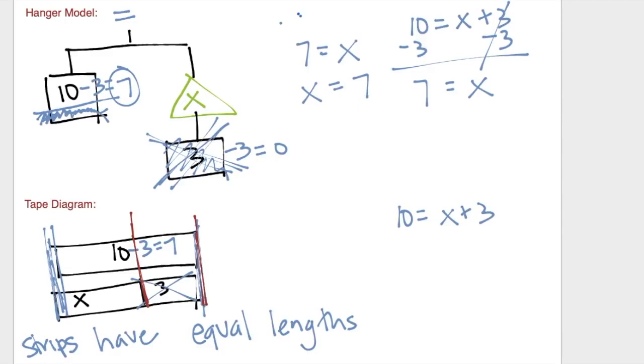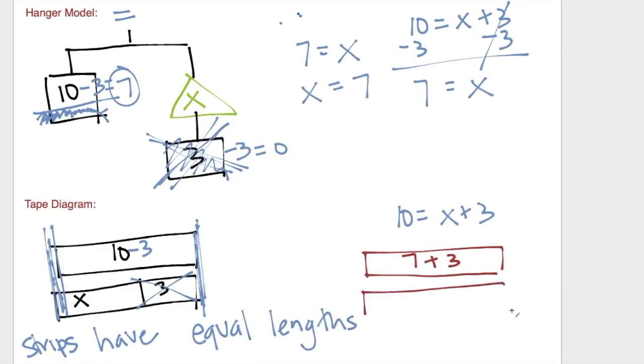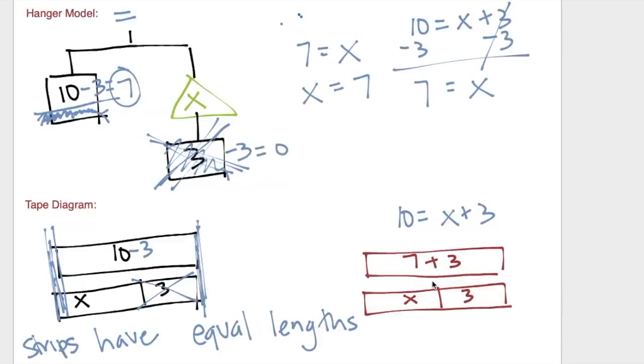The other way you can think about it is you are now changing the top strip to 7 plus 3, and the bottom strip stays as x plus 3. So if you have 7 plus 3 now, if you want to get rid of the 3, there we go, we get rid of that.